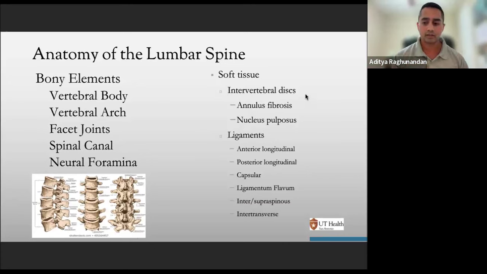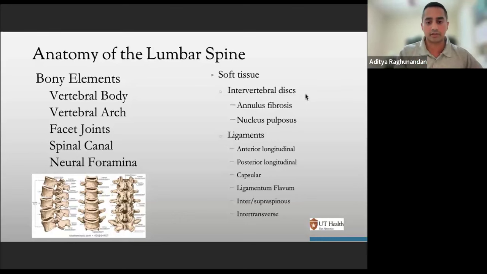We're going to do some deep dives into this anatomy in the next couple of slides. The intervertebral disc has primarily two parts, the annulus fibrosus and the nucleus pulposus. The ligamentous structures' job is to hold the bony structures together, but they can be involved in pathology if they're disrupted or if they're hypertrophied.